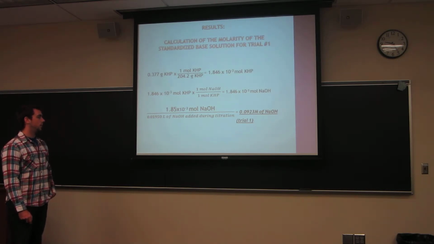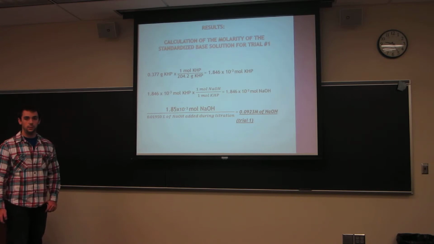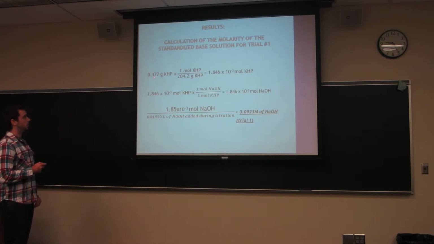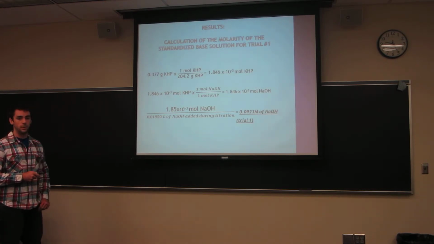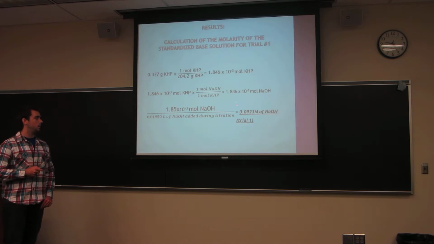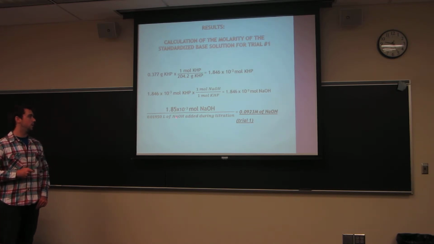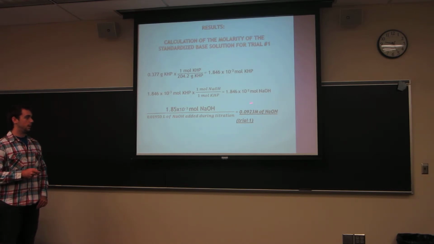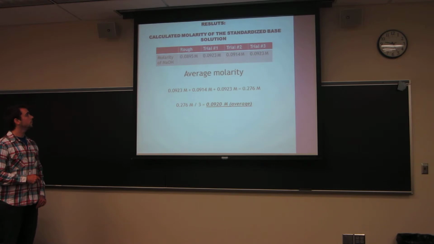We had to find the molarity of the NaOH, and I used trial number 1 to show how to do this. You took the mass of the KHP and divided by the molar mass to find the moles of the KHP. And then you took the moles of the KHP and used your stoichiometric ratio to find the moles of the NaOH. And once we had the moles of the NaOH, you had to divide by the liters of the NaOH added during titration from the burette, and that gave you the molarity of the NaOH.